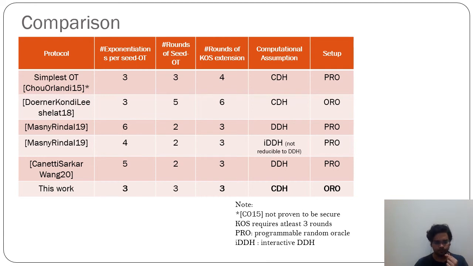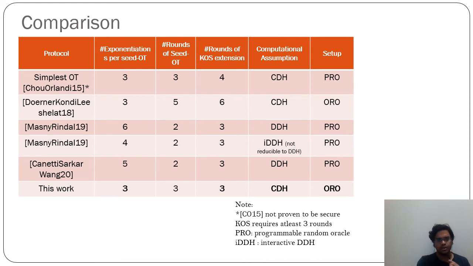They obtain 2-round UC secure OT protocols from DDH in the programmable random oracle model, and they have higher computation cost. That is, they require 5 and 6 exponentiations respectively. Masny and Rindal also have an instantiation from a non-standard assumption called interactive DDH. Under that assumption, they require 4 exponentiations.